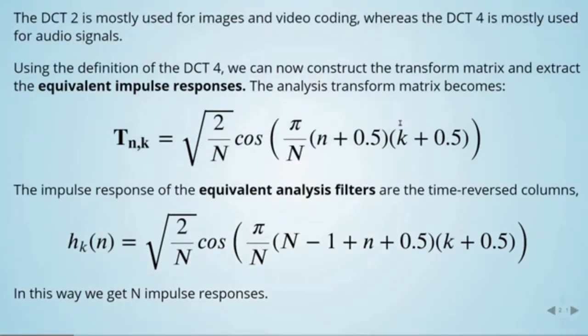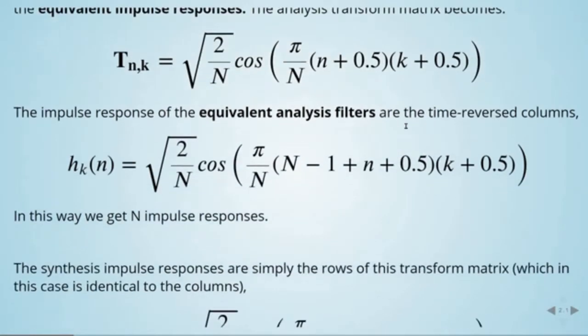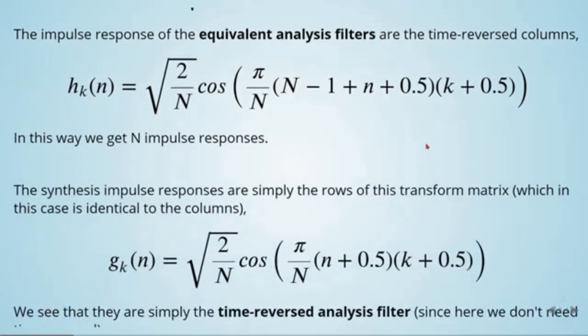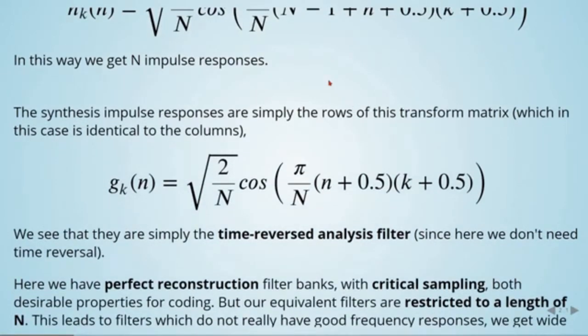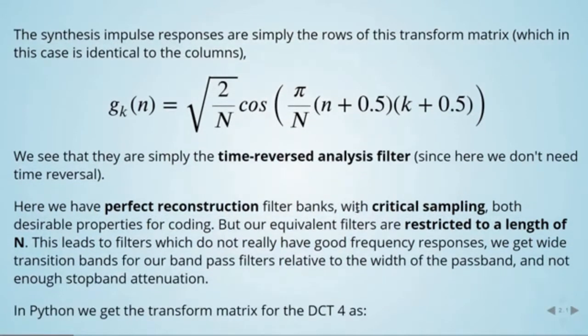So here we have our transform matrix, and we get the impulse responses of the analysis filters as the time reversed columns of this matrix, and the synthesis impulse responses are the rows of this transform matrix, which in this case is identical to the columns. So we see that they are simply the time reversed analysis filters, since here we don't have time reversal. Here we have perfect reconstruction filter banks with critical sampling, both desirable properties for coding.